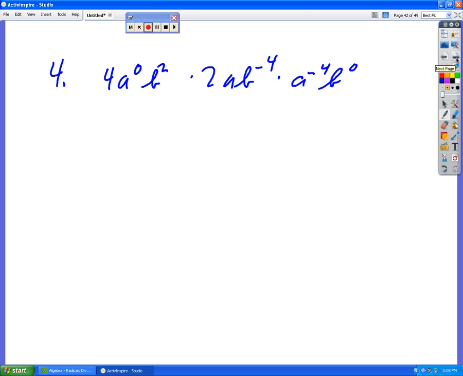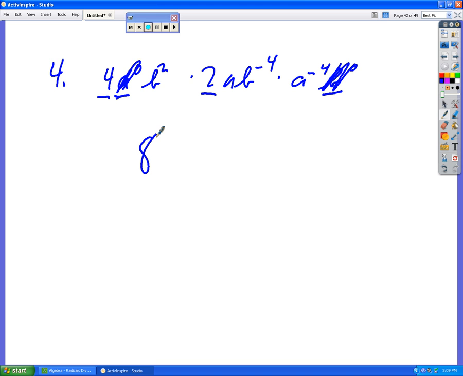Number 4. Again, same idea. Where do I have zeros? I have a 0 here. v to the 0 crosses out. I have an a to the 0 here. It crosses out. No parentheses, so I multiply. I've got 4 here and 2 here. 4 times 2 is 8.